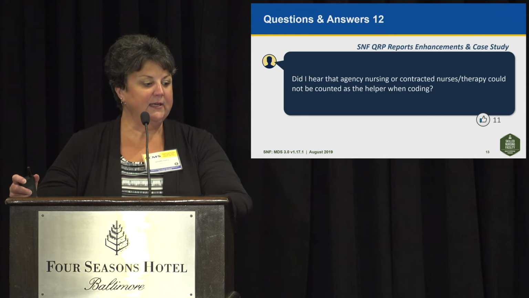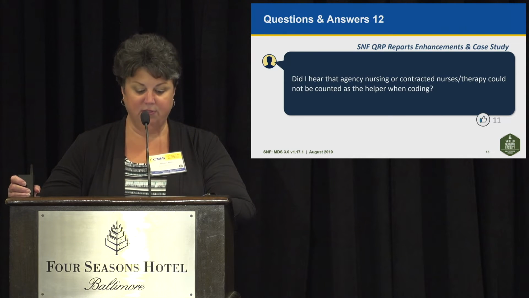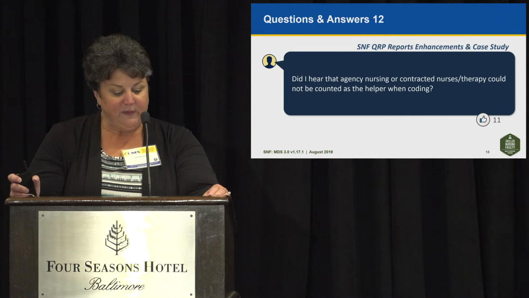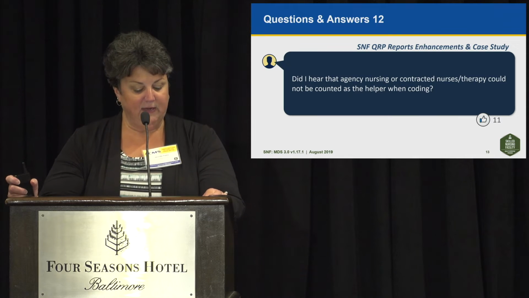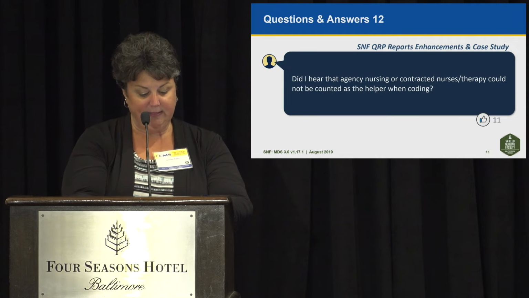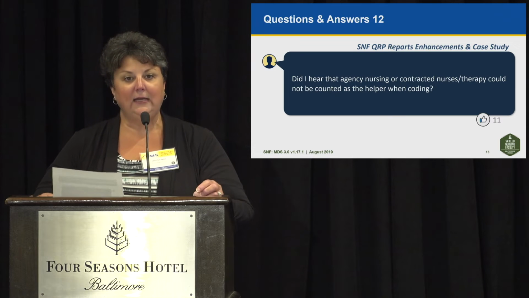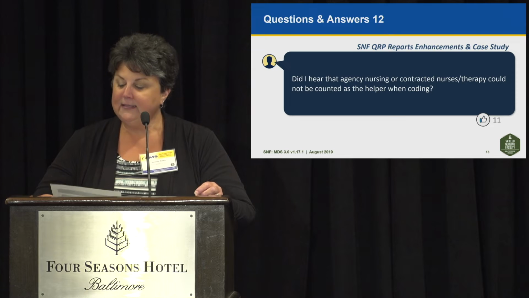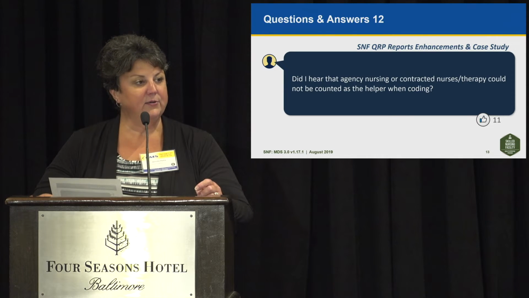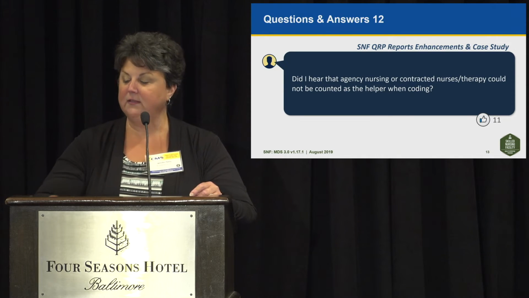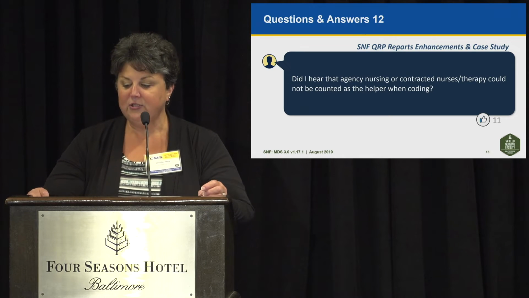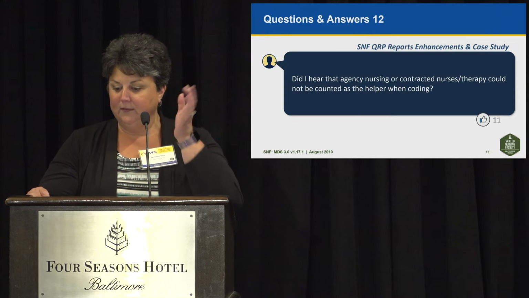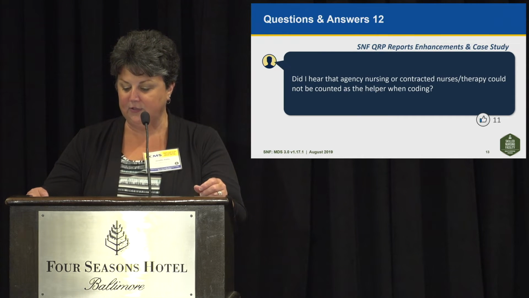The next question, did I hear that agency nursing or contracted nursing or therapy could not be counted as a helper when coding? For purposes of completing GG, a helper is defined as facility staff who are direct employees and facility contracted employees, such as rehab or nursing agency staff. It does not include individuals hired or compensated or not by individuals outside the facility's management and administration, such as hospice or nursing or CNA students that are not employees. They have to be employees or within the agency.